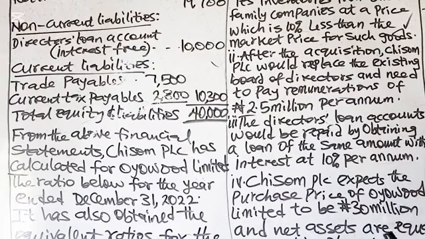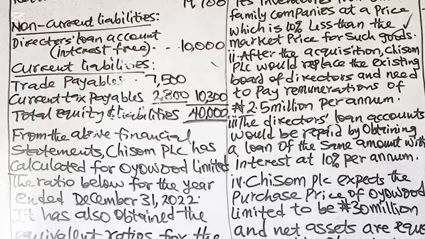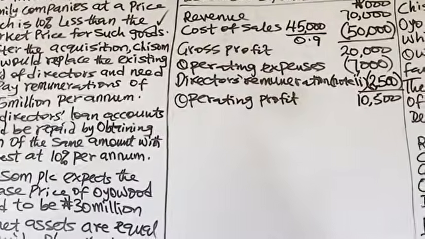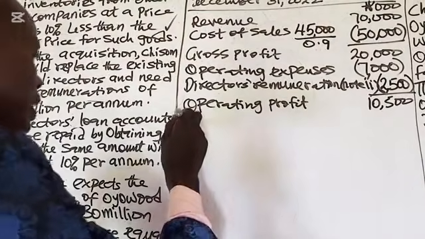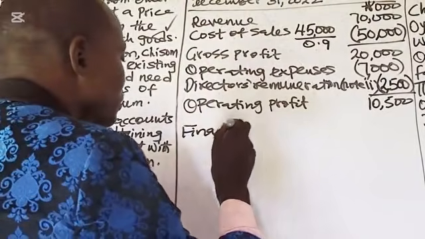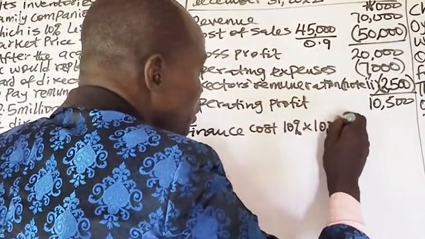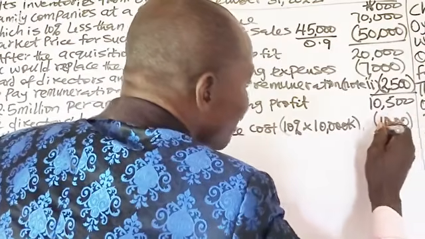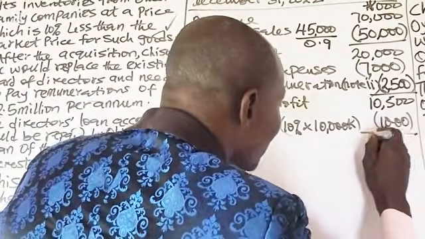So it means interest will now be payable on the loan that will be obtained. That interest will be 10% of 10 million. So 10% of 10 million will be recognized as a finance cost in the statement of profit or loss. So we have a finance cost, that is interest, which is 10% of 10 million loan, and that will be 1 million. If you subtract the finance cost of 1 million from 10.5, then you'll be having 9.5.